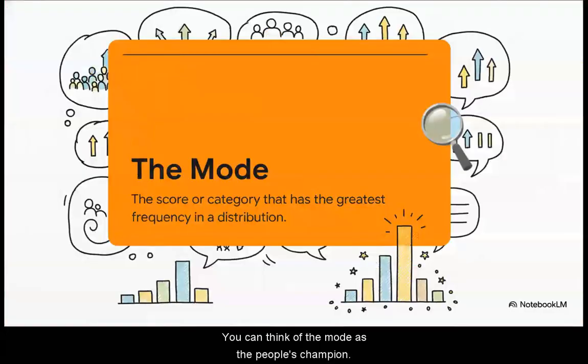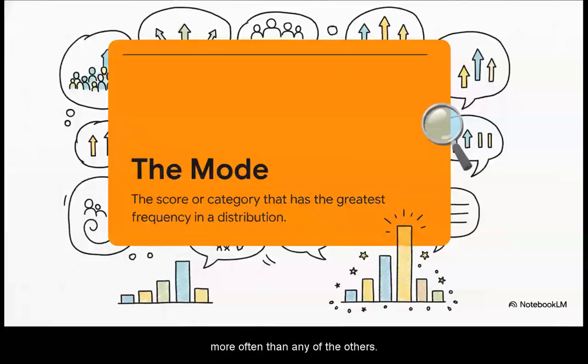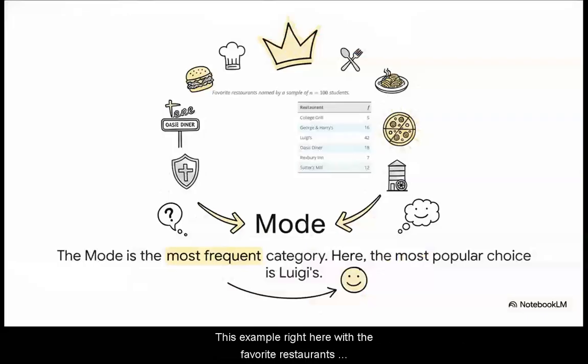You can think of the mode as the people's champion. It couldn't care less about balance or position in line. For the mode, it is a pure popularity contest. The mode is just the score or the category that shows up more often than any of the others. This example right here with the favorite restaurants perfectly shows off the mode's unique superpower.